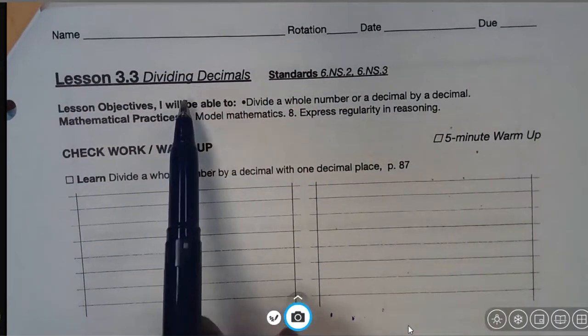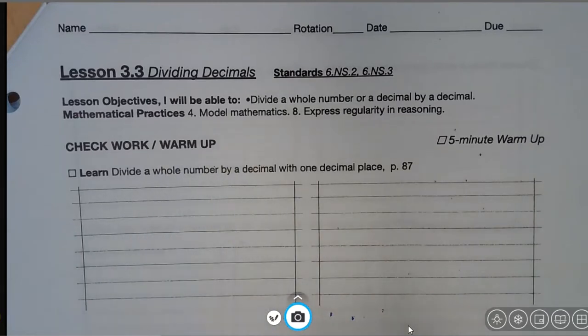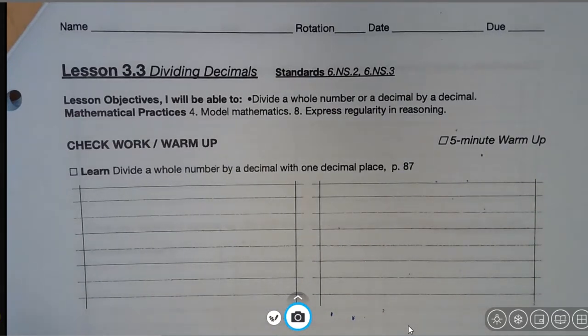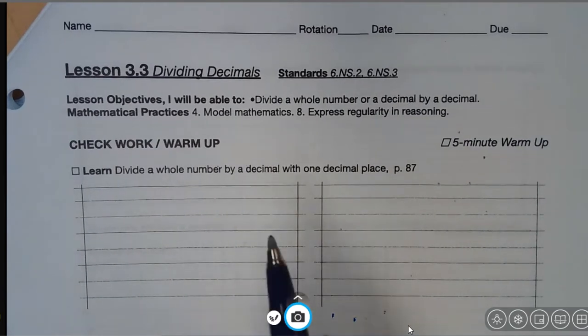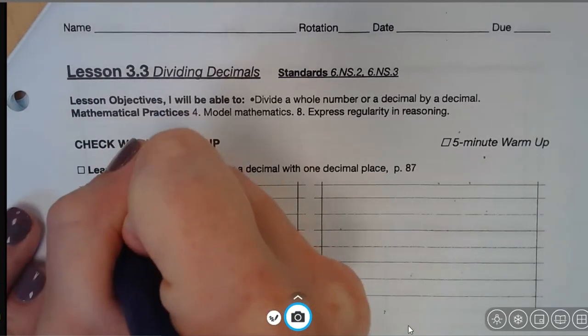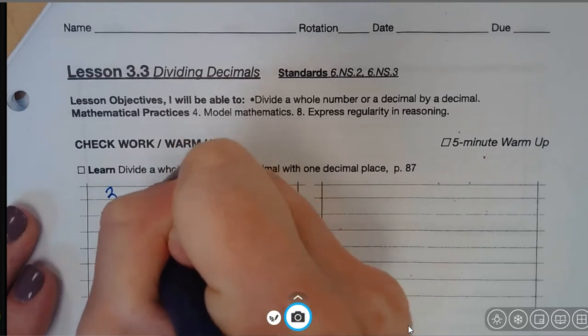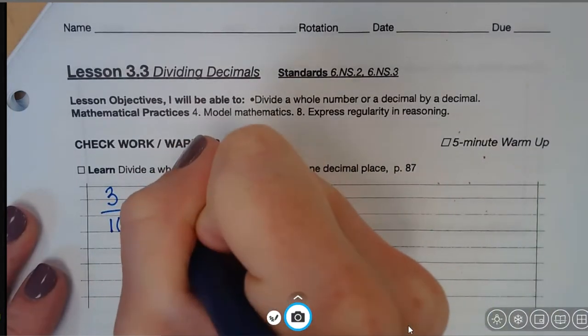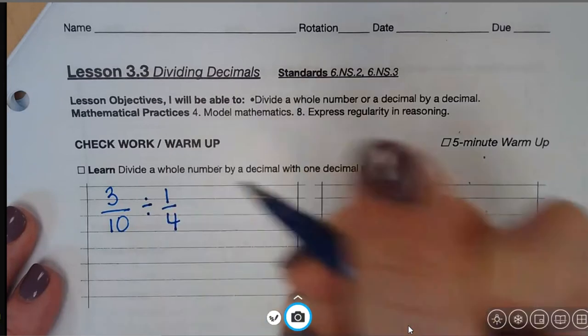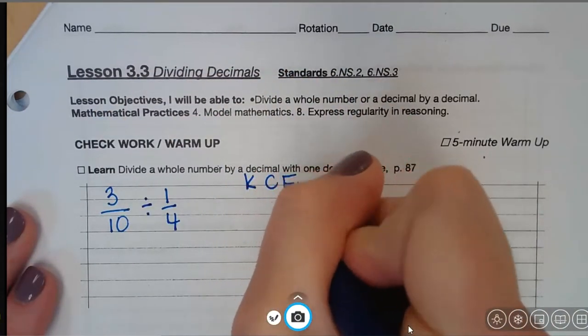So today we're going to start with dividing decimals. And just as a reminder, we've already learned about dividing fractions and then multiplying decimals. So just a quick reminder that if we're going to divide fractions such as 3/10 divided by 1/4, I'm going to do keep, change, flip.